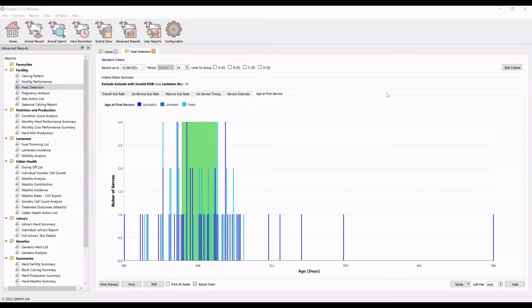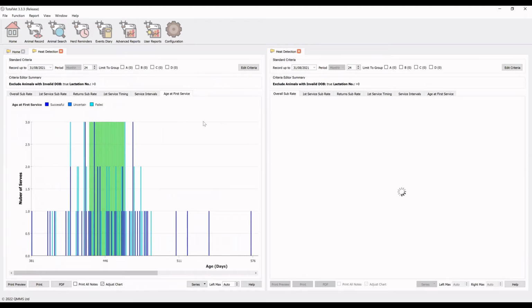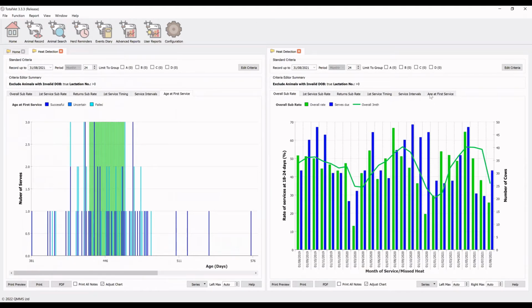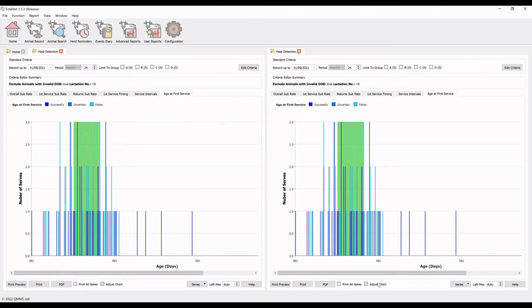Next, I'm going to show you a way to compare age at first service over a number of years using the split screen function. If you close advanced reports and hit view split current function, this splits the heat detection report into 2 windows. In this case, we want to focus on the age at first service. Hit adjust chart twice in order to fit the graph nicely to the window.